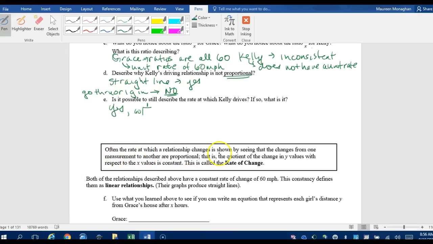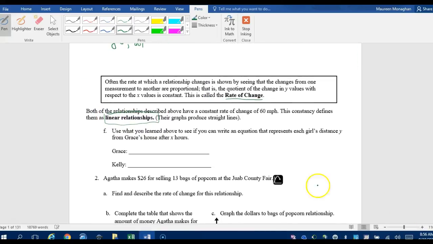Okay, often the rate at which a relationship changes is shown by seeing that the changes from one measurement to another are proportional. That is, the quotient of the change in y values with respect to the x values is constant. This is called the rate of change. Both of the relationships described have a constant rate of change of 60. This constancy defines them as linear relationships. That means their graphs produce a straight line. So that's a linear relationship.